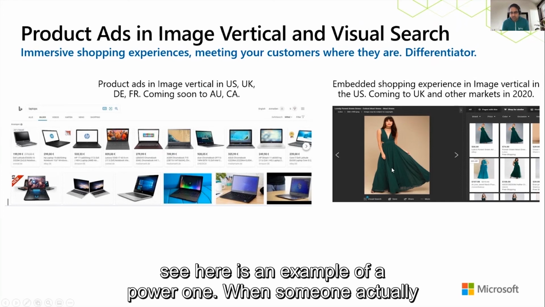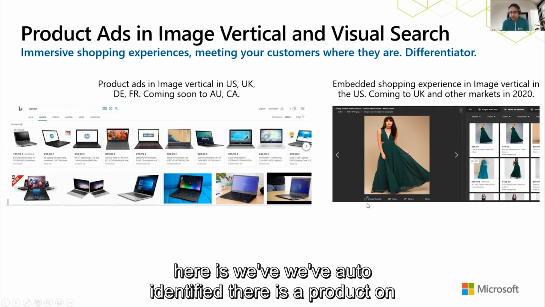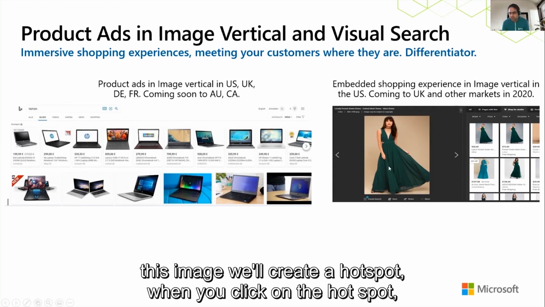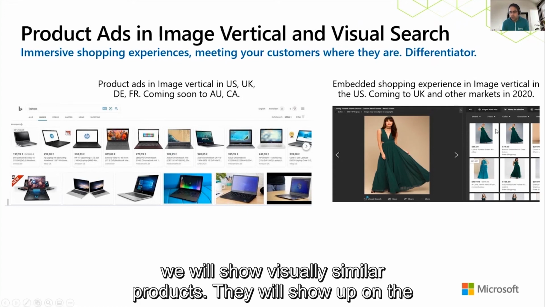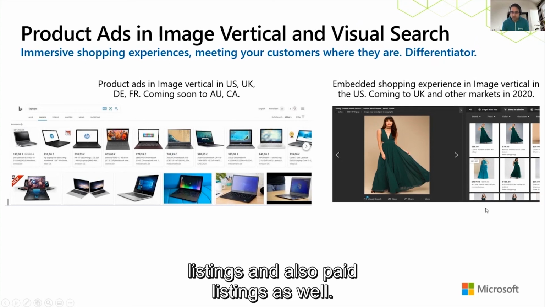What you see here is an example of an apparel one when someone's gone into a particular image. What you can see on the bottom here is we've auto-identified there is a product on this image. It'll create a hotspot. When you click on that hotspot, we will show visually similar products which show up on the right-hand side. And this will be a combination of both organic listings and also paid listings as well.